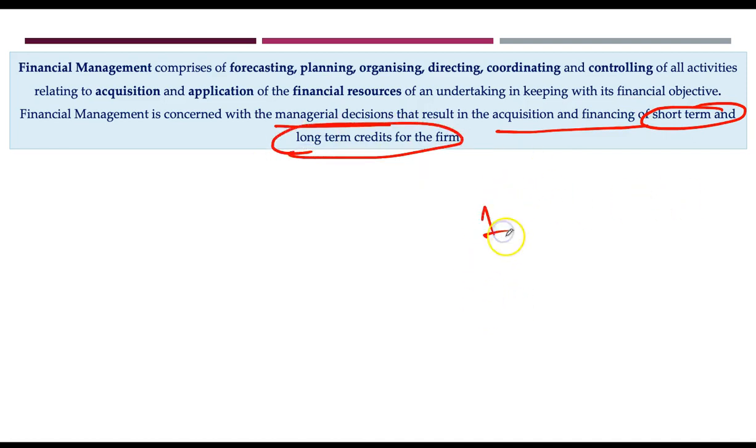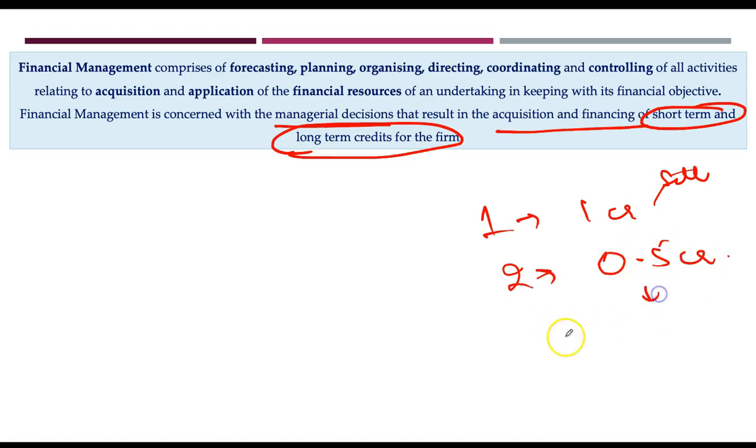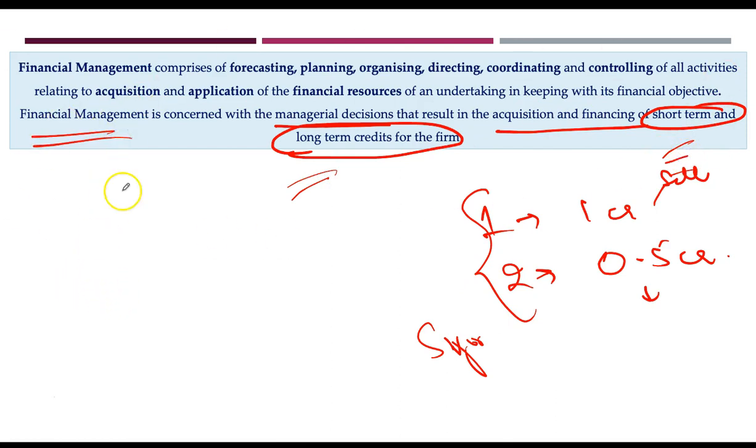I had mentioned that in the first year you need 1 crore rupees for setting up your business, and in the second year you need 50 lakh or 0.5 crore rupees for management of all things. So this is only for 2 years. But what if you have a 5-year plan? Or what is the long term credit, what is the short term credit? Everything will be included in financial management only.